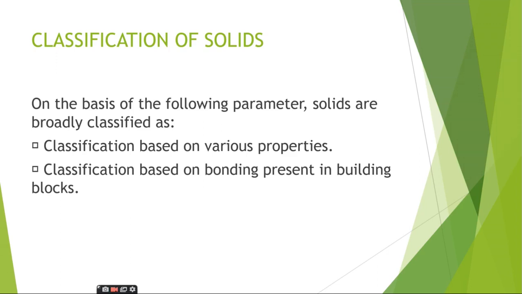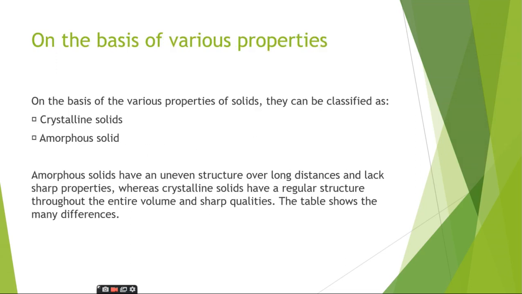On the classification based on bonding, the solids are classified on this criteria as ionic bonding and covalent bonding. In ionic bonding, ions are present in which intermolecular forces occur. And in covalent bonding, we have the sharing of ions or atoms to attain a stable state. Now, on the basis of various properties, the solids can be classified as crystalline solids and amorphous solids.